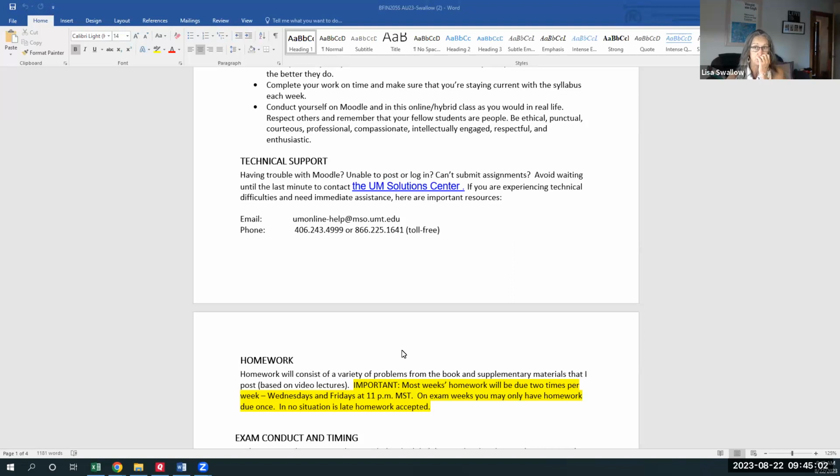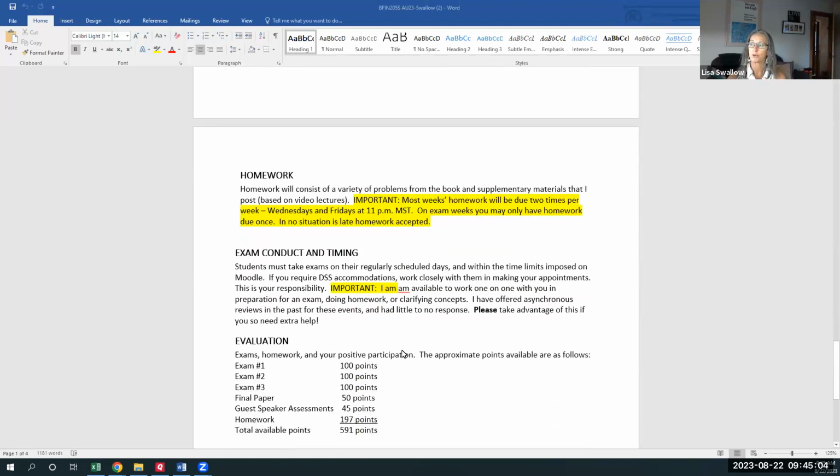I do not do technical support. Your homework is due most Wednesdays and Fridays at 11 p.m. Again, this is a way of keeping you engaged multiple times per week. It's not okay to just try to do a whole bunch of work in one day. You will not learn the concepts that way. But on exam weeks, you may only have homework due once. So it's totally up to you every unit to look at those tasks and see what the due dates are.